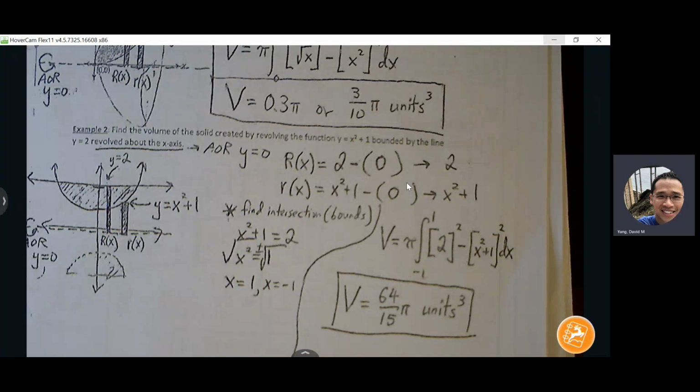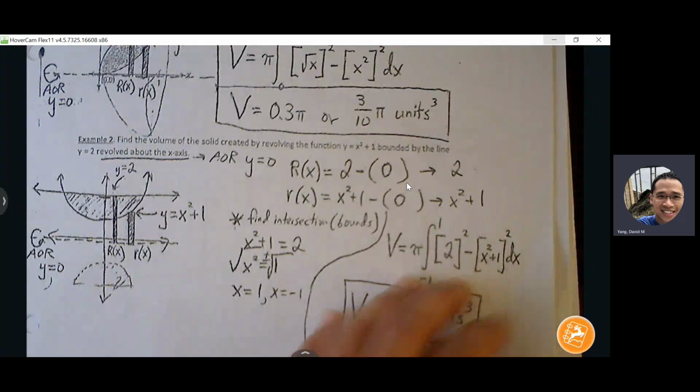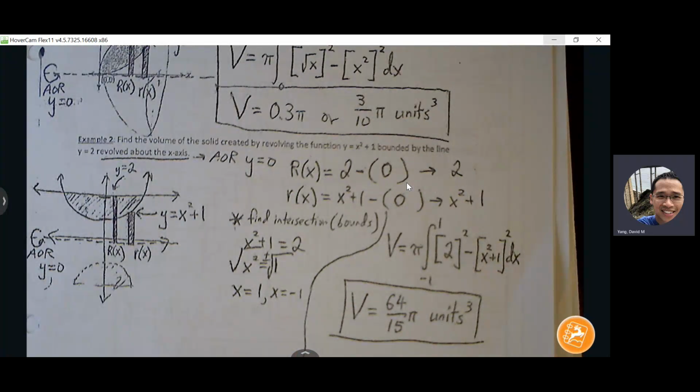I want you to try the next one because I feel like it's very similar. And then we'll look at example 4 where the vertical axis, we have to do a whole bunch of changes, but I think this next one you guys can do. Yeah, example 3. Go ahead and try example 3.